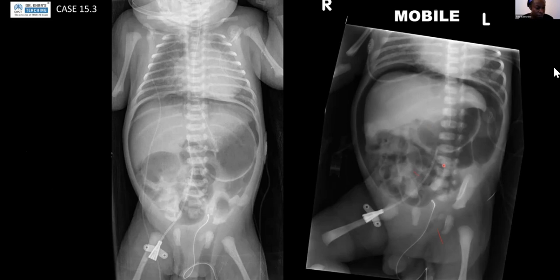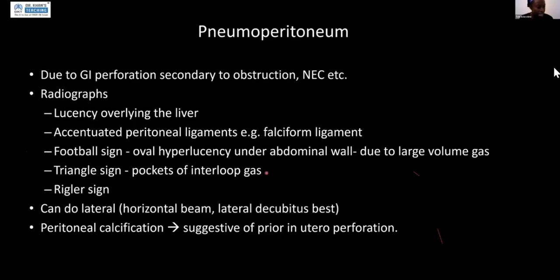Other lines that you may not be familiar with, so this is going to be a urinary catheter line here, and then I think that's it, and we've got the NG tube, and that's it. So these were all 3 cases of pneumoperitoneum, which can happen as a consequence of NEC, but also bowel obstruction, like Sam said, with atresias, etc.